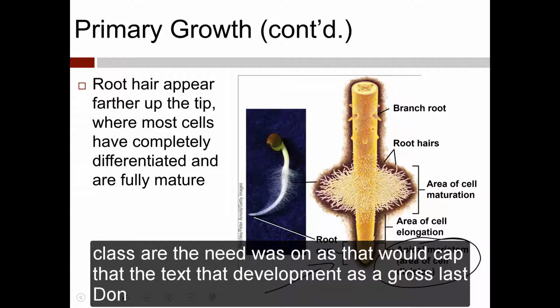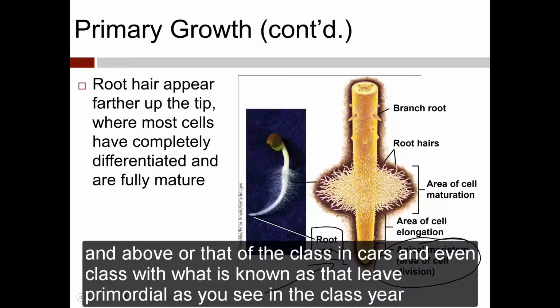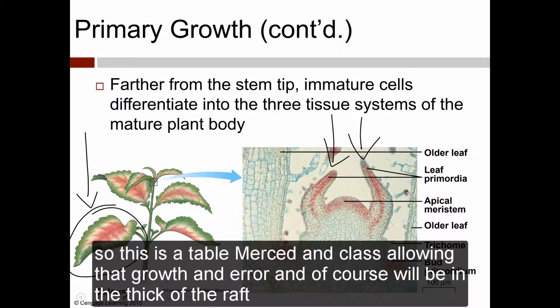With roots, the apical meristems are beneath what is known as the root cap that protects the developing root as it grows downward. And then at the shoot apex and the developing bud, or the terminal bud, it occurs as well, with what is known as leaf primordia, as you see indicated here. So this is the apical meristem allowing that growth to occur, and that, of course, will be a leaf that comes thereafter.